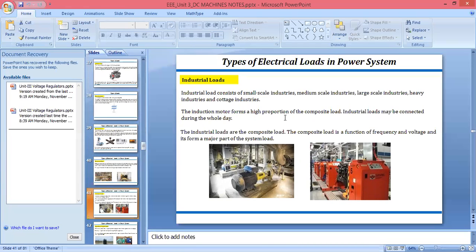The induction motor forms a proportion of the composite load, and industrial load may be connected during the whole day. So industrial load can be used continuously, for more hours as compared to the commercial and the domestic load. And these are composite loads, because composite load is a function of frequency and voltage. So these are the industrial load.